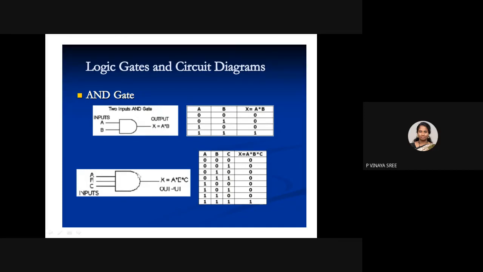So let us consider, instead of 2 inputs, let me go for 3. Even we can go for 4 inputs, even 5 inputs, like that. So here, for this AND gate, we have considered 3 inputs. With 3 inputs you must know how many combinations we are getting. 3 means 2 power 3. How many combinations will you get? 8. 8 combinations. So it will start from 0 0 0 to 1 1 1.